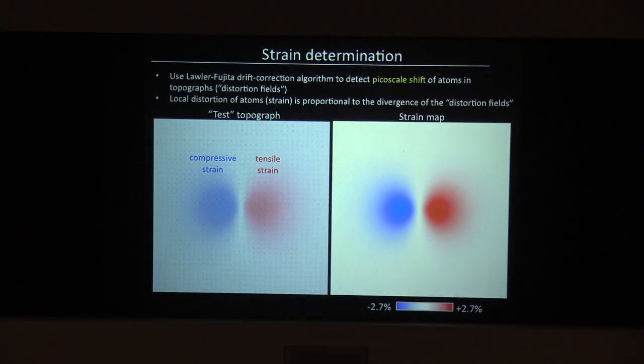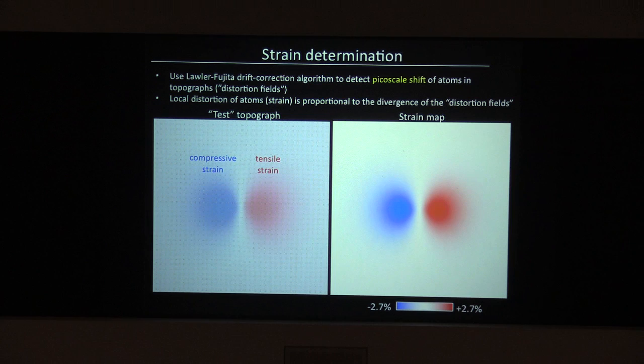So how do we determine, the first thing, we need to do two things to look at the effect of strain. The first thing is we need to determine the strain as a function of position, and then we need to find the effect of strain. So how do you determine the strain? Well, we have a really nice technique. We can actually use an algorithm to figure out the shift in the position of a particular atom from what is expected to be its perfect position.